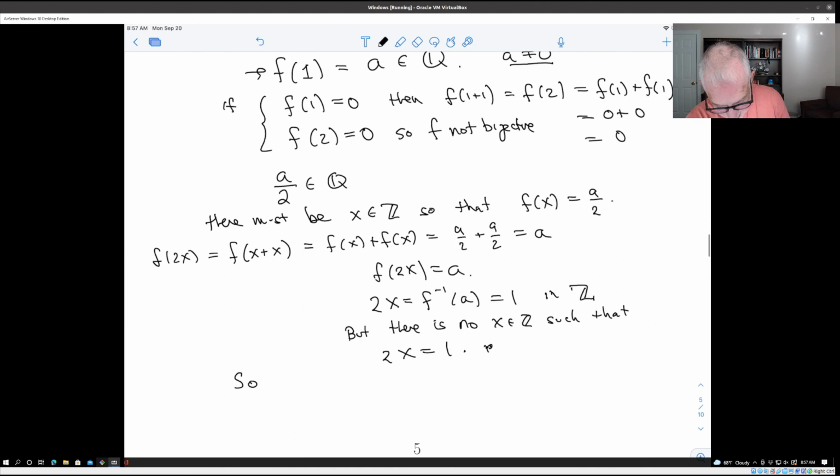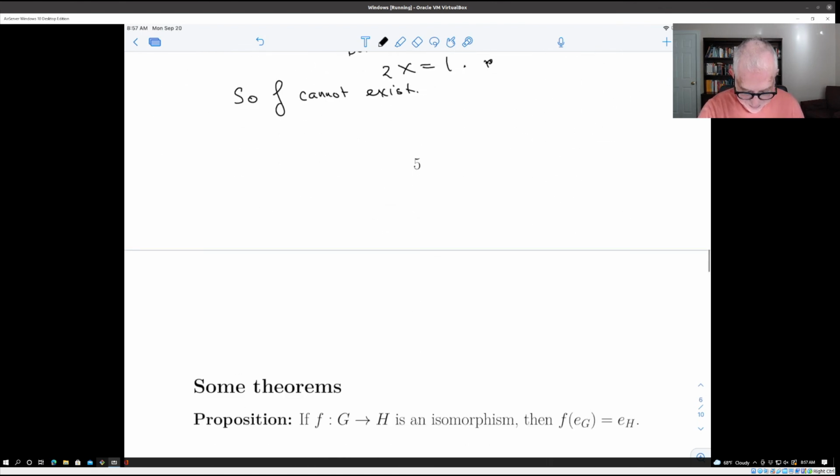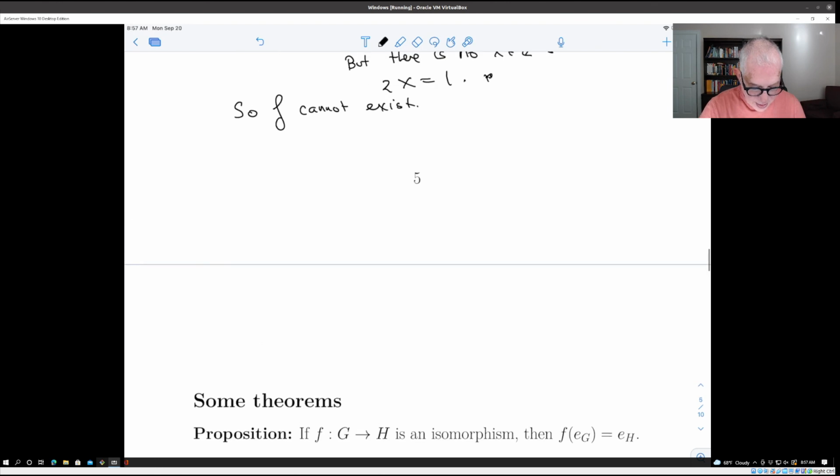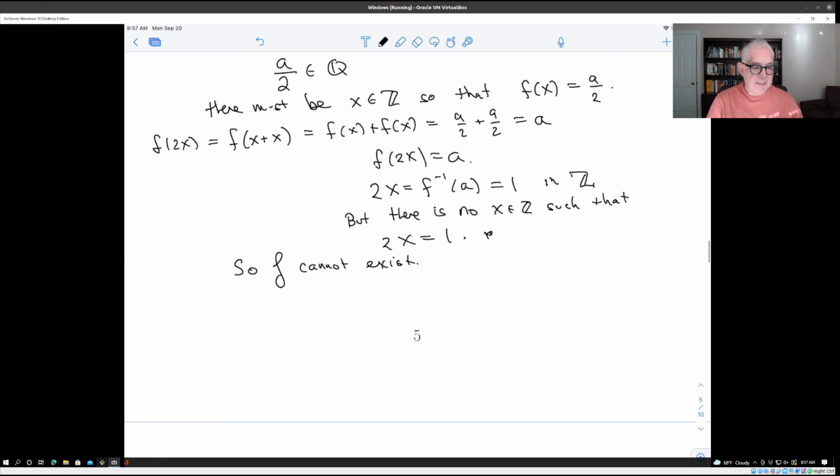So f cannot exist. And again, we have to play off the bijectivity and the group property, because there is a bijection, if you remember from Math 2710, if you covered this. There is actually a bijection between Z and Q. They're both countable sets. I'm not going to explain that now, but you can't do that and also preserve the operation of addition in the way that you would have to if you have an isomorphism. So we'll stop there, and then we'll pick up by looking at some theorems about isomorphisms in the next talk.